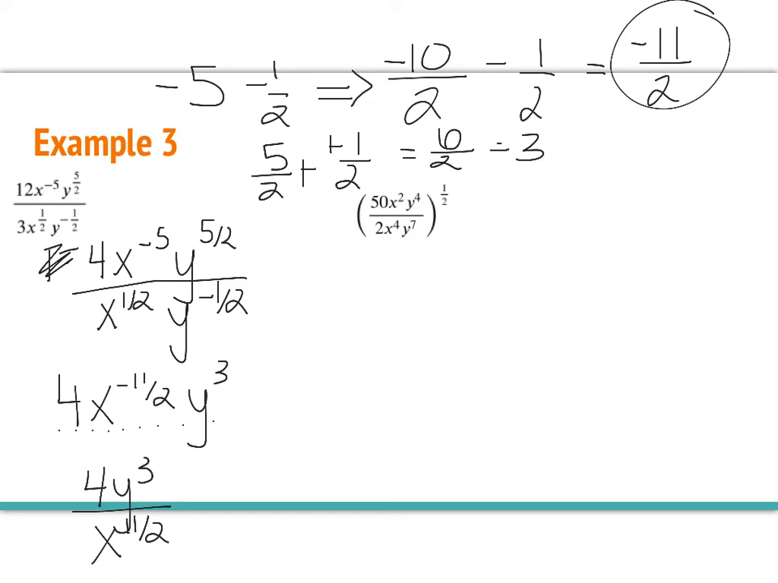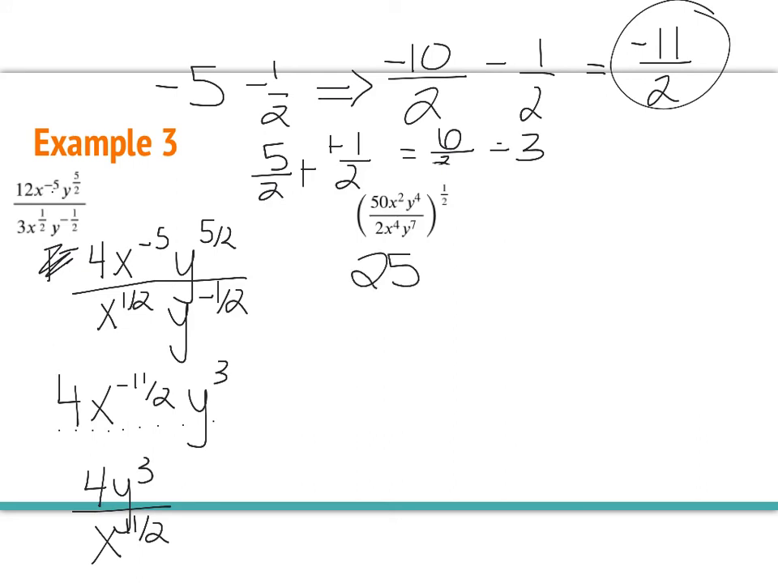Last one. Okay, so 50x squared y to the power of 4 divided by 2x to the 4 y to the 7, all raised to the 1 over 2. So we could disperse this 1 over 2 to everybody in here, but I could simplify it, and it belongs to everybody on the bottom too, don't forget. But what I'm going to do is I'm going to simplify first. Okay, so I am going to apply my quotient rule within the brackets, and then I'm going to apply my exponent. So 50 divided by 2 is 25.